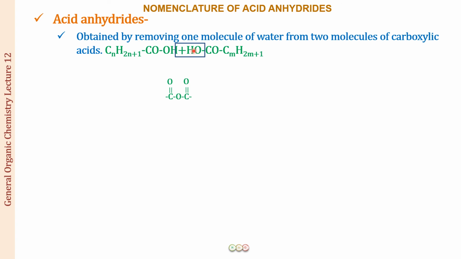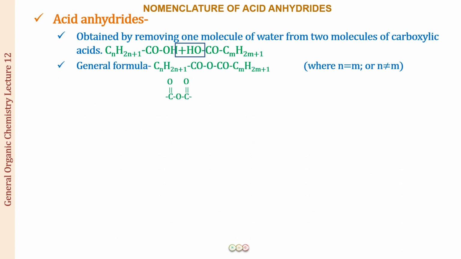So this is how we obtain it, by removing one water molecule from two molecules of the carboxylic acid. The general formula for the compound is going to be CnH2n+1, then a CO, an oxygen, a CO, and CmH2m+1. So this becomes the general formula for the compound. Easy enough, I hope. The functional group is going to be a C double bonded to oxygen, then an oxygen atom, and a C double bonded to oxygen. I hope you can understand how you get the functional group of the compound.